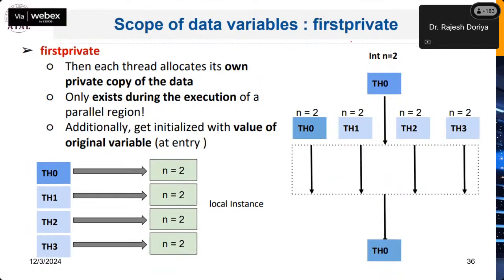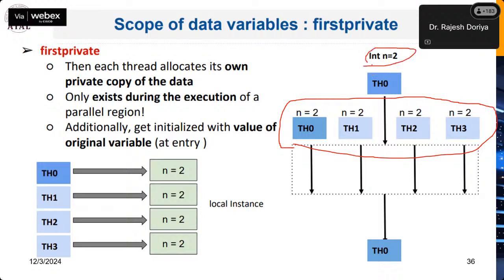Now let us talk about one more scope, that is firstprivate. There can be a number of scenarios where we want to keep the value of the forked thread the same as the value of the master thread. So if the value of the master thread is 2, then we want each and every thread to also have the same value. Now remember the point.